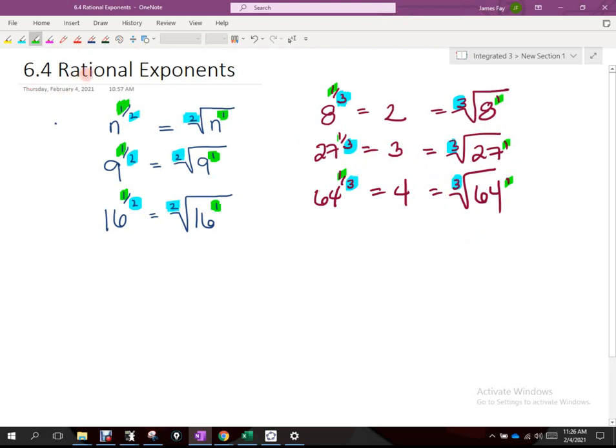So now let's do this. Try to figure out an example here that's going to be easy to realize.